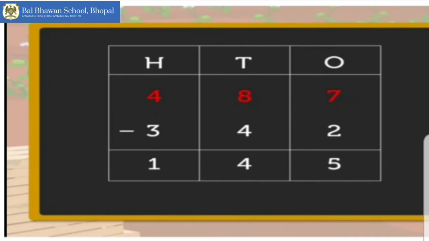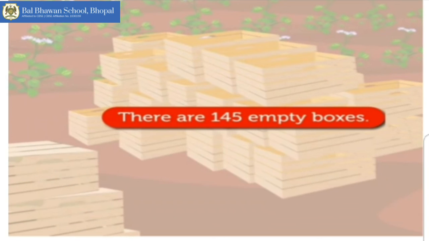Okay, now we'll subtract the digits given at tens place. Digits are 8 and 4, so 8 minus 4 is 4. And the digits at hundreds place are 4 and 3, so 4 minus 3 is 1. So the answer is 147. So now second step we have solved. We have done subtraction. Now third step, you have to write the final answer, final statement.